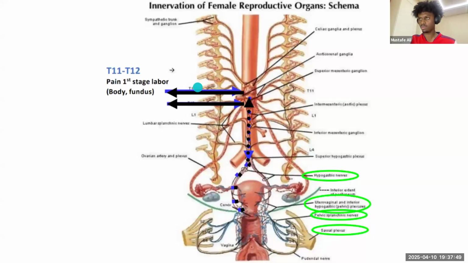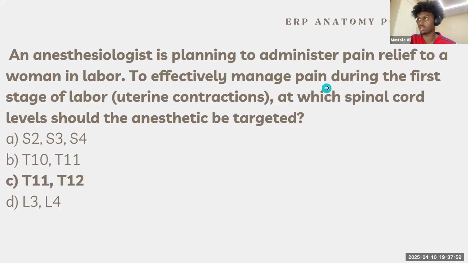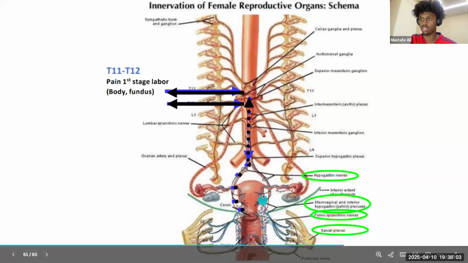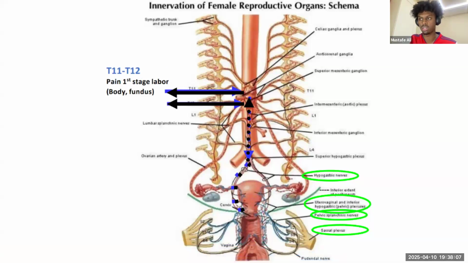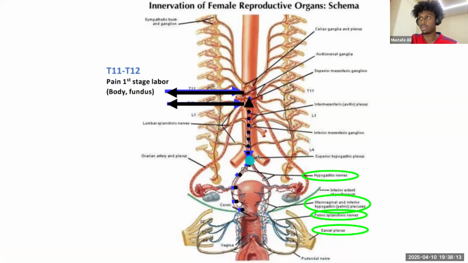Now, the reason why it's T11, T12 is because these two segments supply the lower part of the uterus, okay? And in the first stage of labor, which is mentioned in this question, the uterine contractions usually happen. So the uterus is trying to push or eject the baby into the cervix and vagina. So anesthesia, in order to prevent any pain in the first stage of labor, has to reach these two segments, okay? T11 and T12.